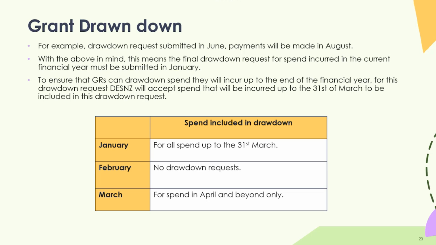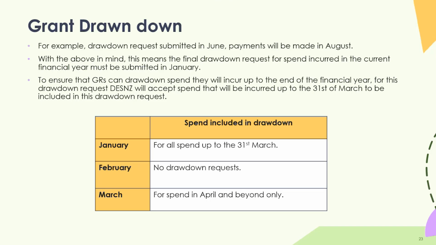If a drawdown request was submitted in June, payments were made in August. With the above in mind, this means that the final drawdown request for spend incurred, and that's particularly important, we're talking about spend incurred. It doesn't necessarily have to have been invoiced and paid yet, just that the works have been completed and therefore the spend has technically been incurred in the current financial year, must be submitted in January.